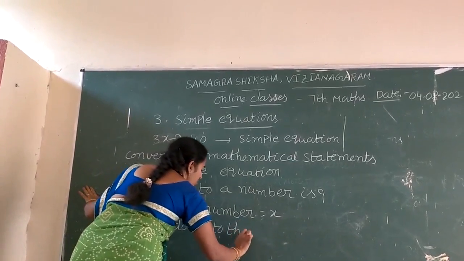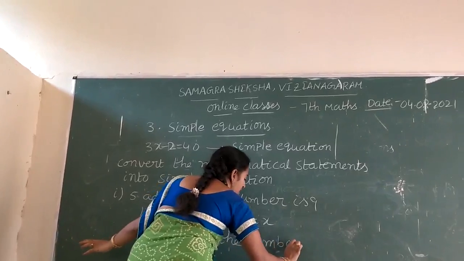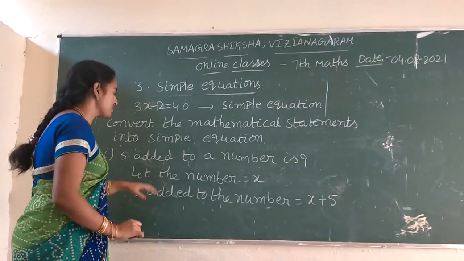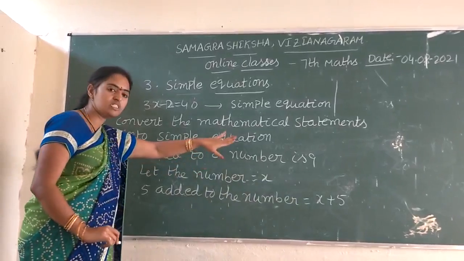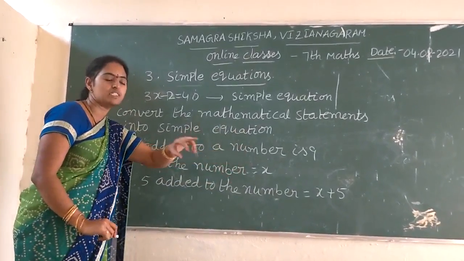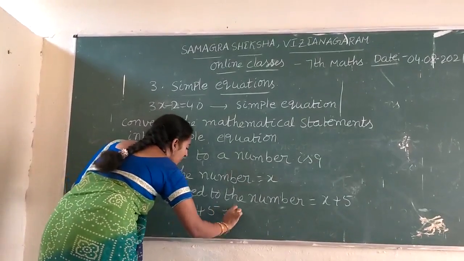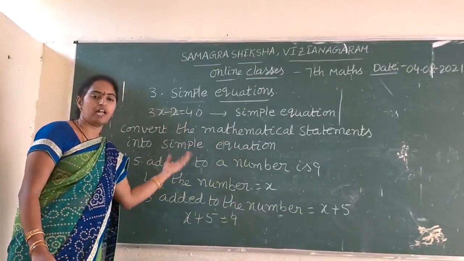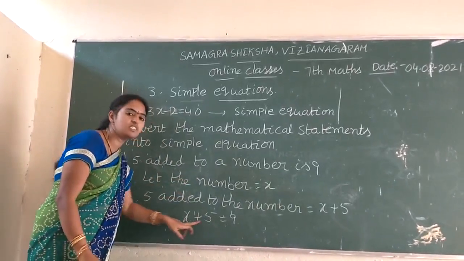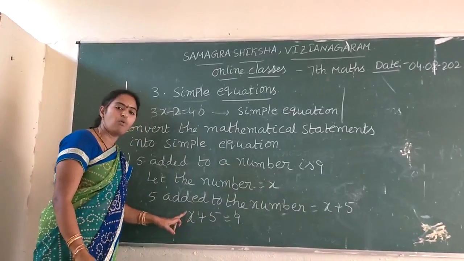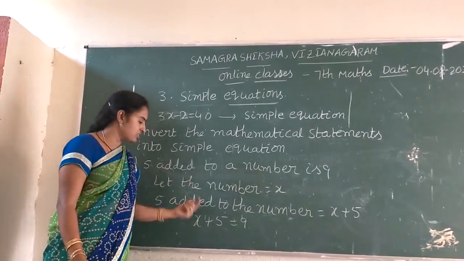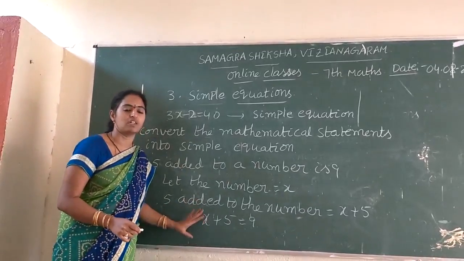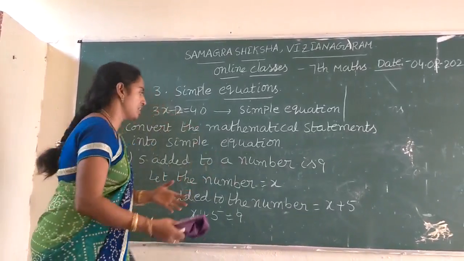5 added to the number is x plus 5. For this statement, 5 added to the number is equal to 9. So here, x plus 5 is equal to 9. So we know this is a simple equation. Already we first learned what is a simple equation. This equation has only one variable and that exponent is 1. So we converted this mathematical statement into a simple equation. Similarly, we have to convert another statement.